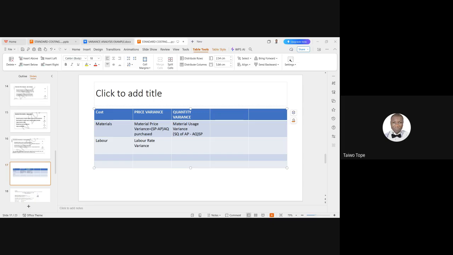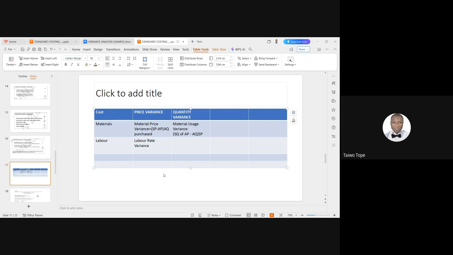So in terms of looking at the monetary value of labor, the labor rate variance, it will be your standard rates. How much have you set as standard? How much are you now actually paying them? And that will be multiplied overall by the actual hours paid for.